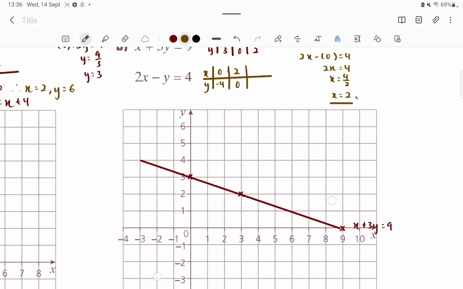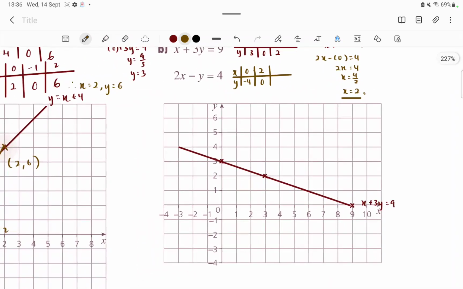Actually 2 points is enough, because the third point is to make sure that we are connecting the points correctly. So when x equals to 0, y equals to negative 4, this point. And then when y equals to 0, x equals to 2. Okay, I think we can try one more.